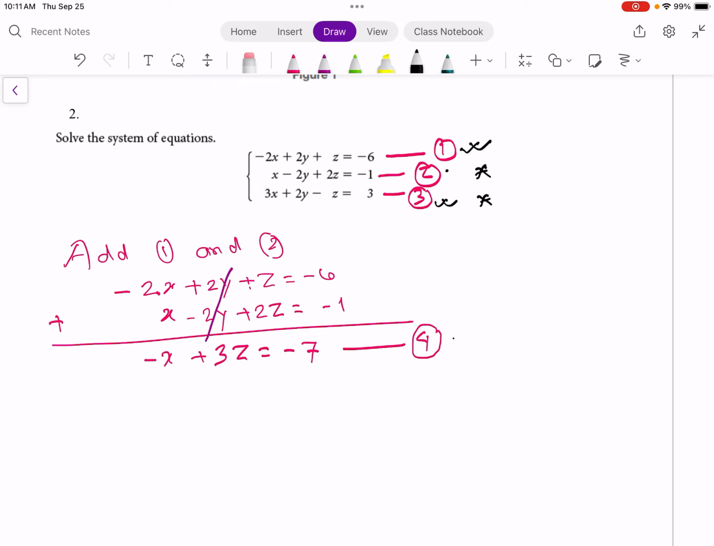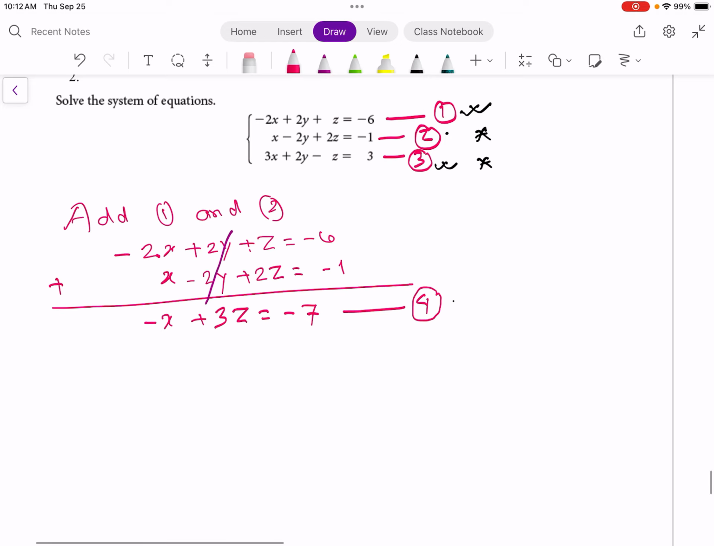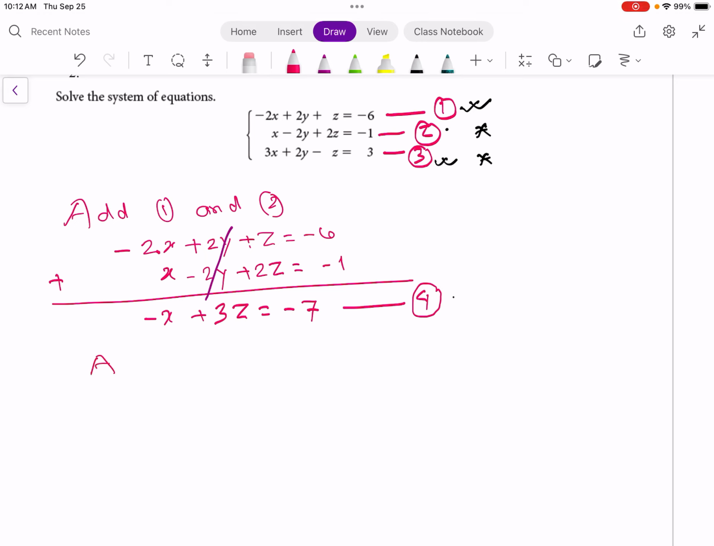So here in equation 2 we have negative 2y, in equation 3 we have positive 2y. So if we add, we get y equals 0. Y is eliminated. So let's go ahead and add equations 2 and 3. So the second time you have to eliminate the same variable, okay? So let's add our equations 2 and 3.